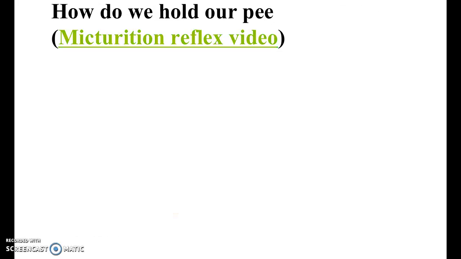Micturition is basically the elimination of pee from the body, the elimination of urine from the body. If you remember, I talked about the urinary bladder. So that's your urinary bladder. There are two sphincters along the urethra. This is the urinary bladder. This is the urethra. There's a sphincter right here. There's a sphincter right here.